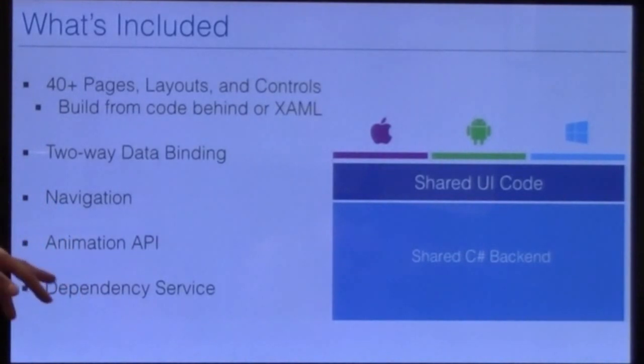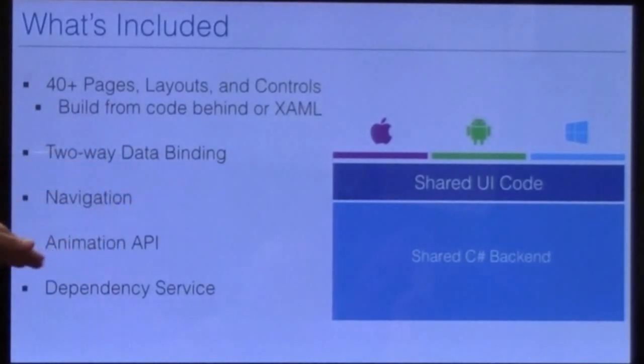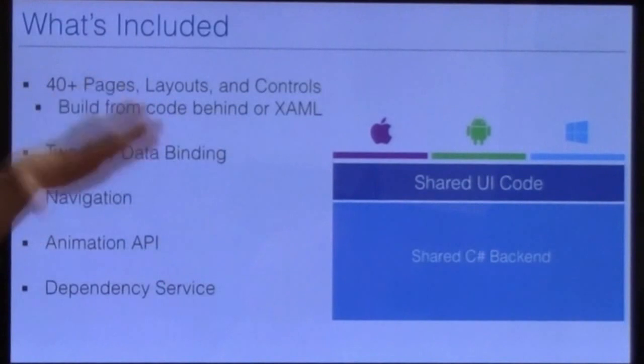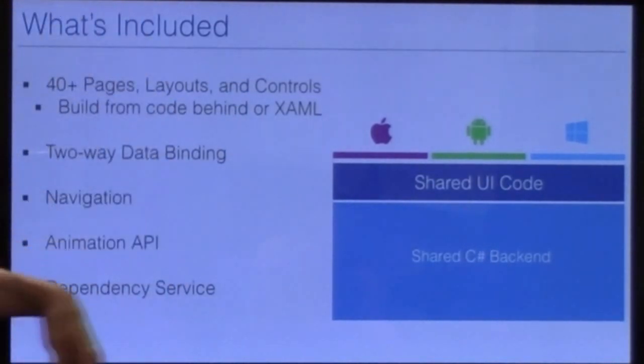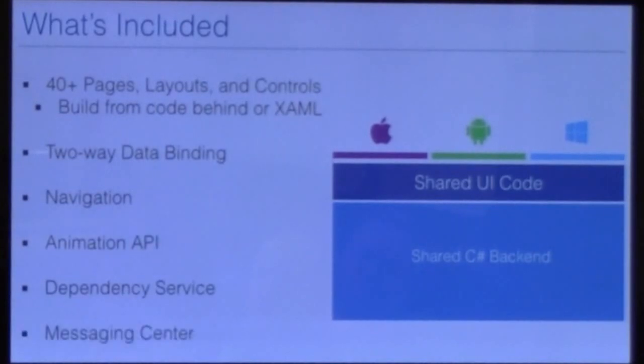They also have what they call a dependency service, which I'll talk about a little bit later, is really just a service locator pattern. It's just a way of providing abstract capabilities that you might have that are platform specific on each of your platforms back into the shared C# backend. We'll talk about that in a minute.